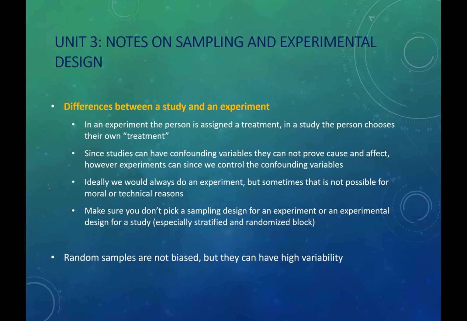And make sure you don't pick a sampling design for an experiment or an experimental design for a study, especially stratified and randomized block. They sound so similar, it would be easy to get them confused, but remember, stratified is for a study, randomized block is for an experiment. Remember, if you took a random sample, it's never biased. As long as everybody responded, it's not biased, but they can have high variability. So a cluster sample, for example, is not biased, but it can have high variability, which we want to reduce within a study or an experiment.